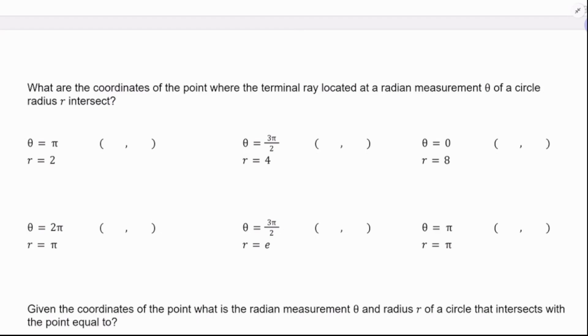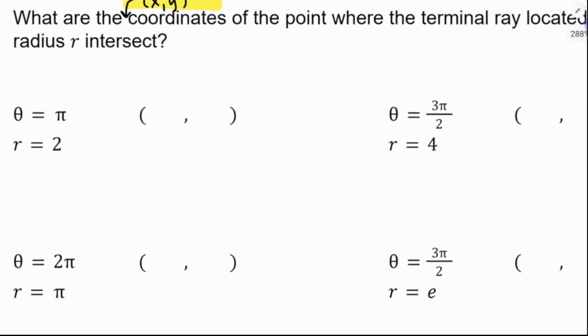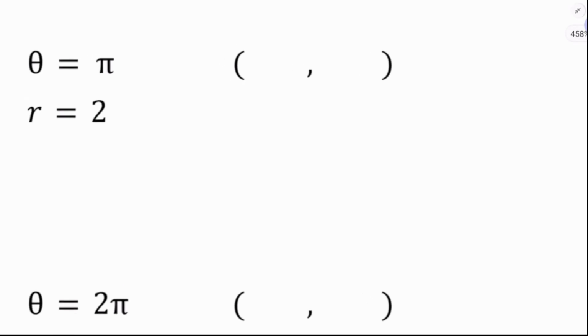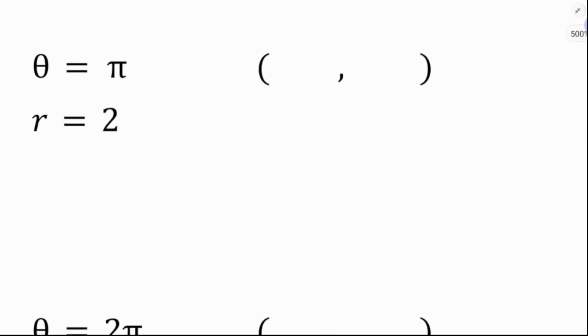What are the coordinates of the point where the terminal ray is located at a measurement of theta? Oh, we did this problem on the last homework. Given r and theta, what are x and y, basically? Just like I did on the last video, I'm going to emphasize that these coordinates are going to be x and y coordinates, because eventually we'll have our theta coordinates. Theta equals pi and r equals 2.